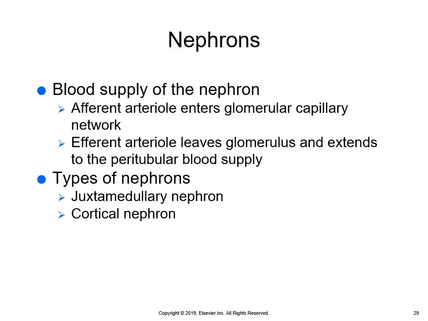So now we're going to take a look at how the nephrons get their blood supply, and we're going to also talk about the two different types of nephrons. In terms of the blood supply, we have an afferent arteriole, and this is the entry point for blood into the glomerulus, and it carries that blood that we need to be filtered.